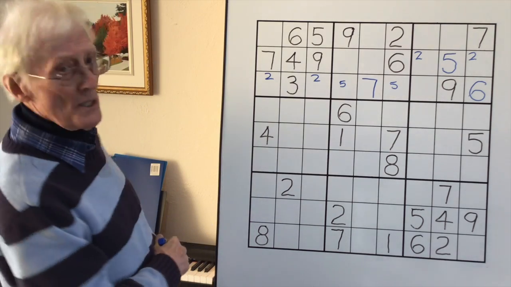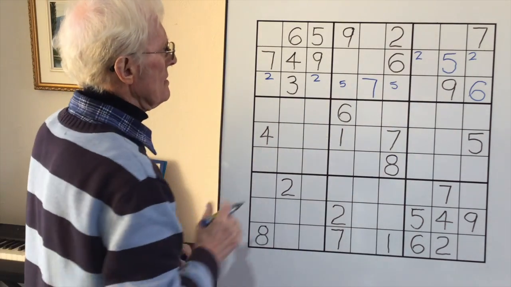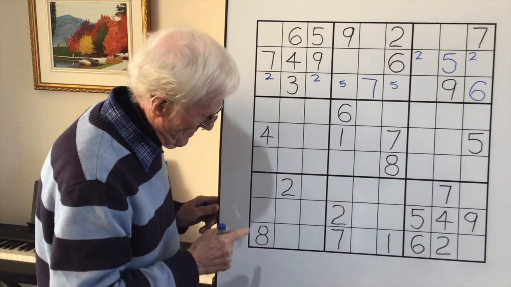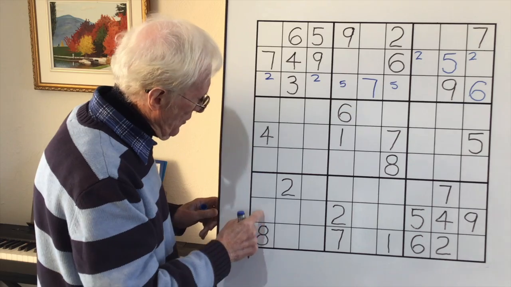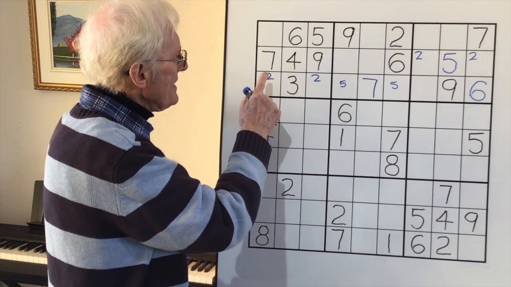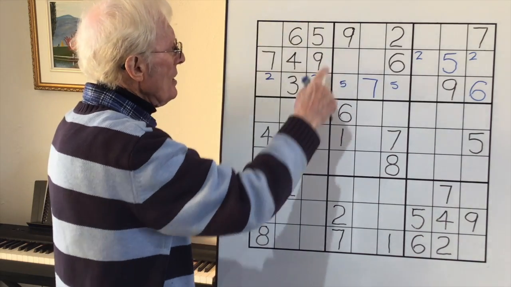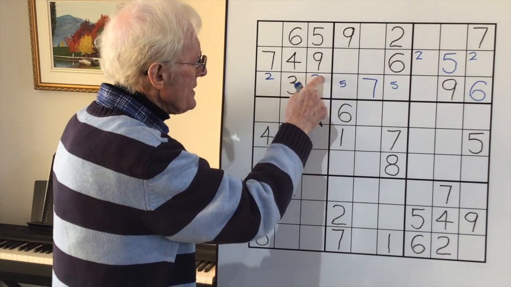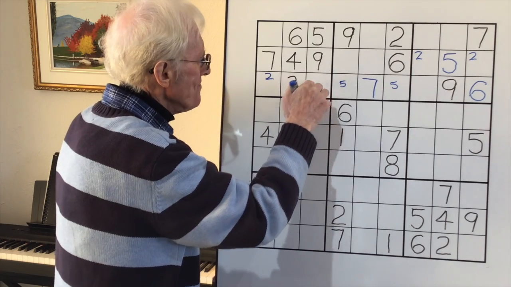8s. Oh, there are no 8s in those 3 blocks. But I've just noticed something. Have a look down here. Here's an 8. If you follow this 8 on this column, an 8 can't be there or there in that block. It has to be there. So what I can do, we can get rid of that 2 and put an 8 in.